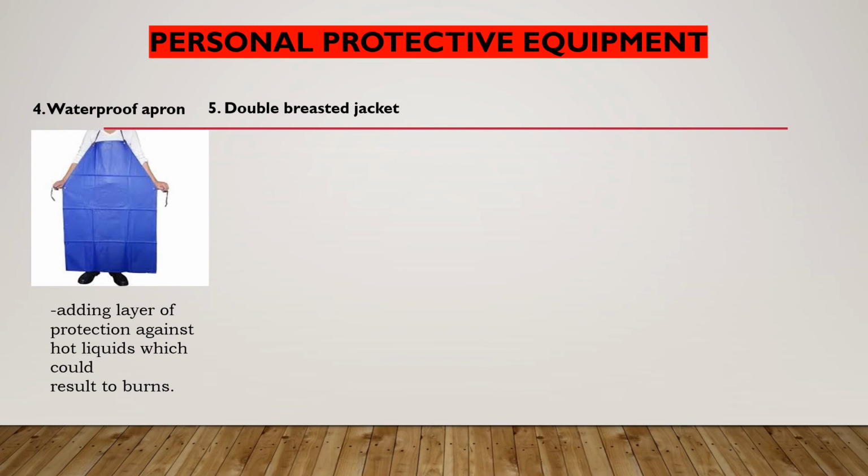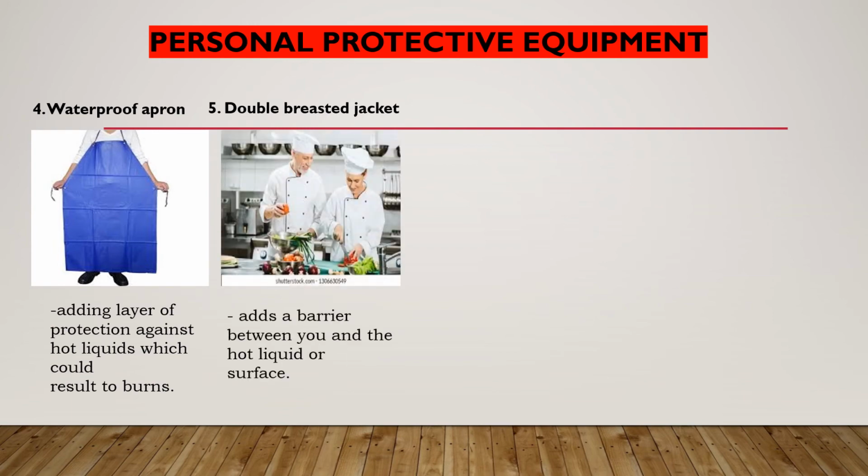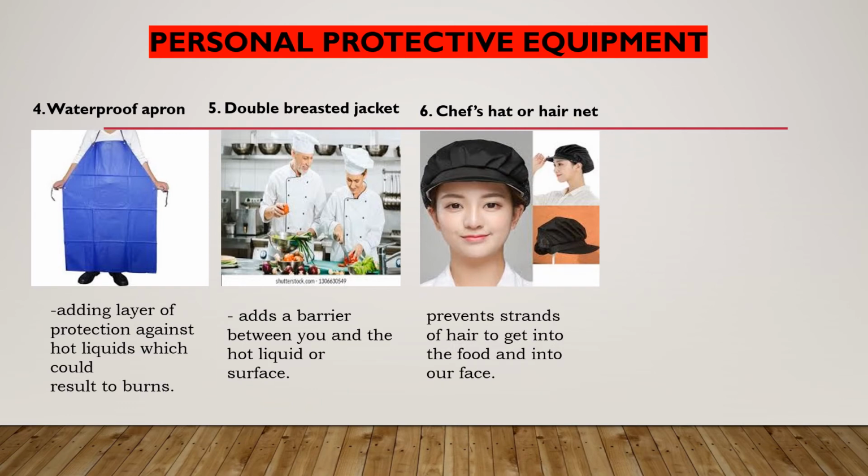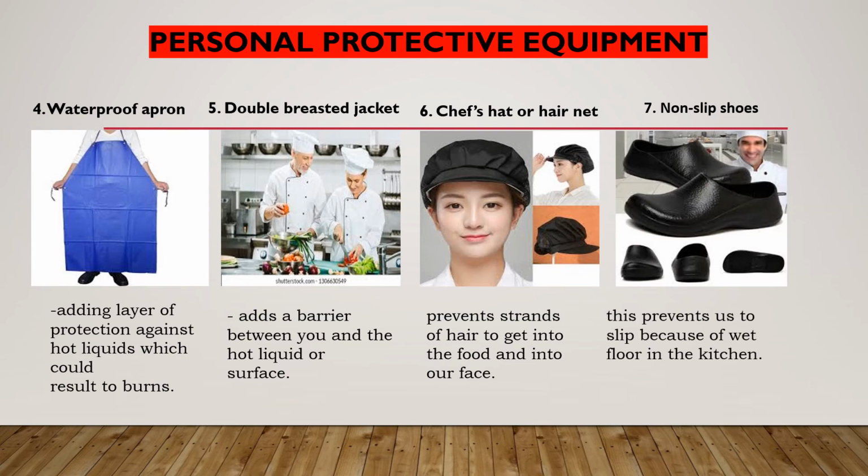Okay, number 5, double-breasted jacket. It adds a barrier between you and the hot liquid or surface. Number 6, a hair restraint or hairnet. It prevents strands of hair from getting into the food and onto our face. And the last one is the non-slip shoes. These prevent us from slipping because of a wet floor in the kitchen. So these are the personal protective equipment in the kitchen.